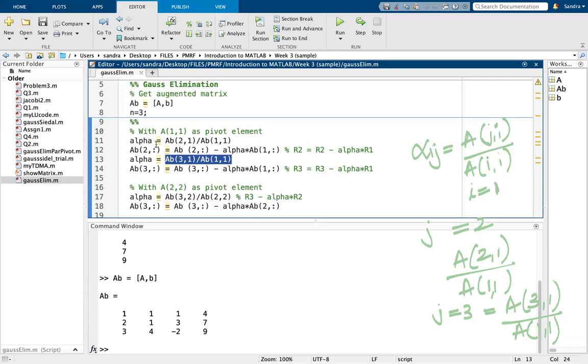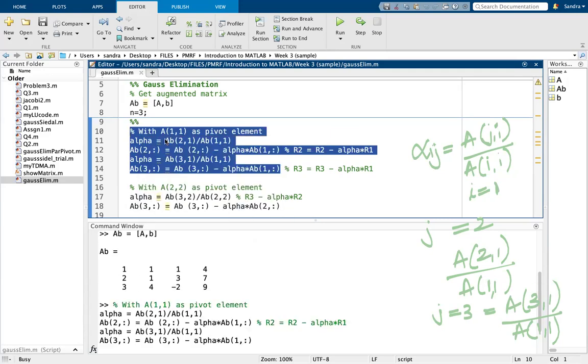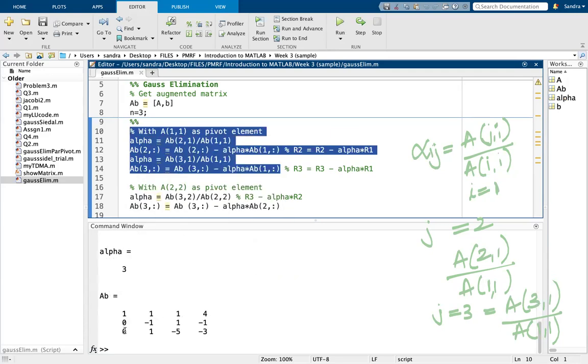Now this is the other formula, R2 minus alpha R1. Is this formula clear? That is what I do. This is the second row, all the columns: the second row minus alpha times the first row. The third row is equal to the third row minus alpha times the first row. These are the row operations. After doing these row operations, let's see what is happening. I'll just run this section. You will be getting these two zeros. Is this part clear?